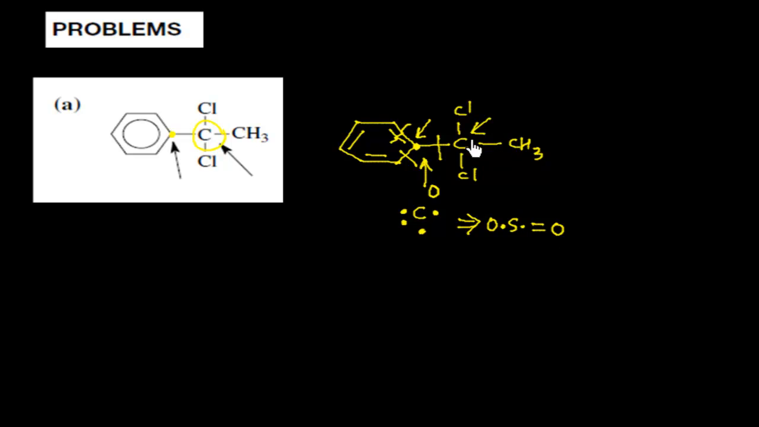Now let us do the same kind of exercise for this carbon. This is chlorine, so no electron will come. This is again chlorine, no electron will come. This side carbon, so half of the electron. This side carbon, half of the electron. So the oxidation state is 4 minus 2, that is plus 2.